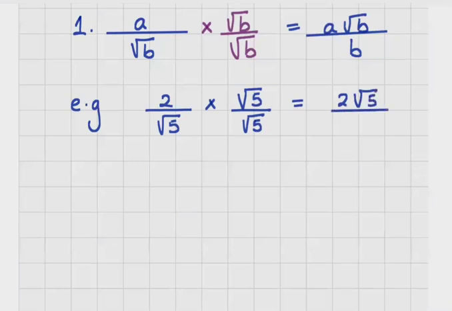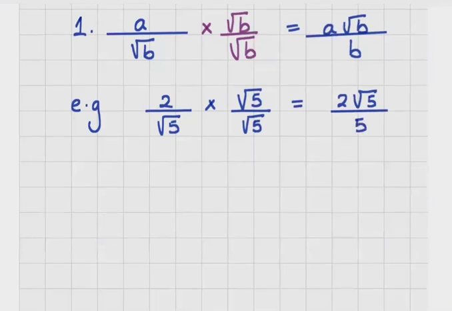Root 5 in the denominator multiplied by root 5 would return just an ordinary number 5. And if at all we can simplify our answer, the last step would be to simplify your solution. In our example, what we have right now really cannot be simplified. Don't be tempted to cancel out the root 5 and the 5.